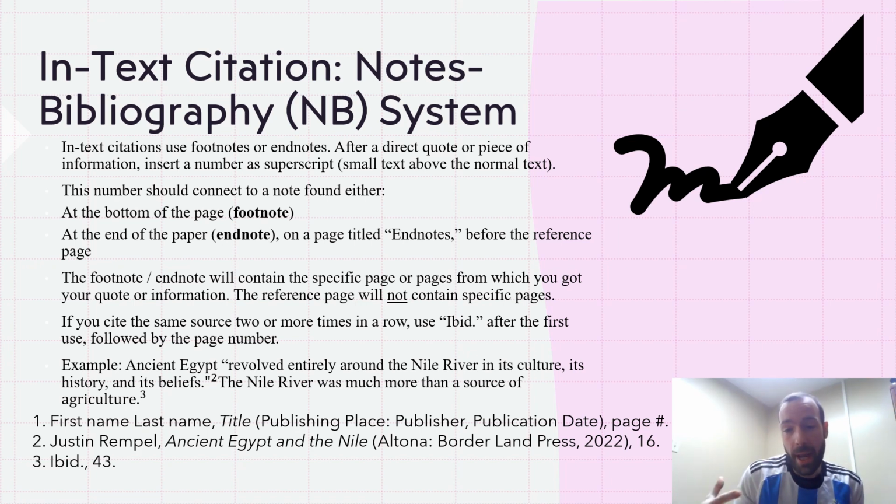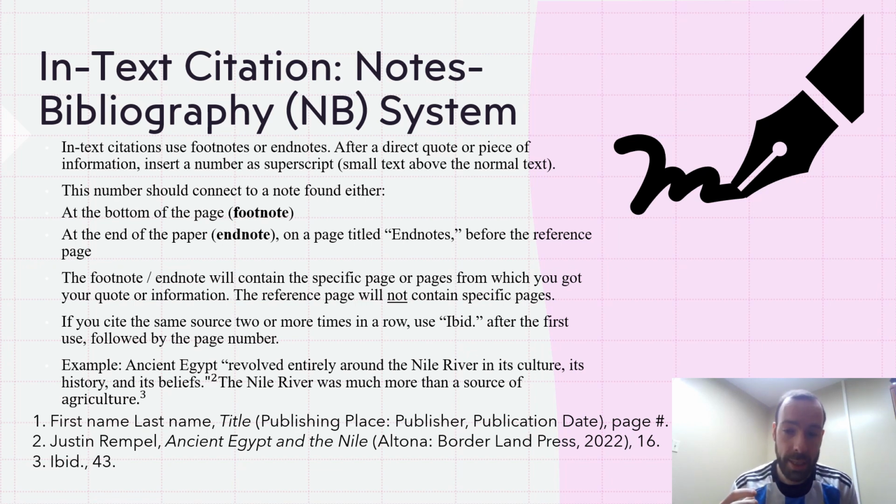You can also do endnotes, where you have a separate page titled Endnotes at the end of your writing before the reference page, and it'll have a list of all the notes in order. These notes are numbered, so the first one is number 1, the second one is number 2, the third one is number 3, and so on. The footnote or endnote will contain the specific page or pages from which you got your quote or information. That's different than the reference page, which will not have the specific page numbers.